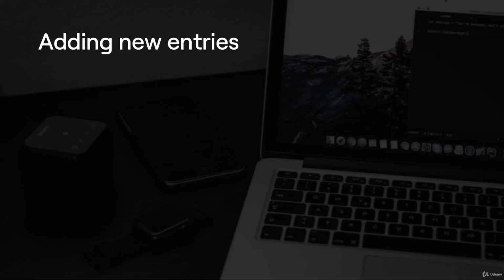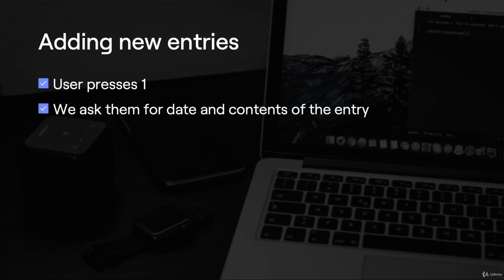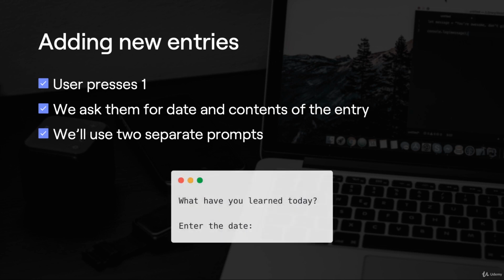at the bottom. To add new entries, the user is first going to press 1 to enter that option in the menu, and then we ask them for the date and contents of the entry. These are going to be two separate prompts, so the contents are going to go in one prompt, one input call, and the date is going to go in another prompt. Something like this. So the "What have you learned today?" is a prompt. The user will type after that and will tell us what they've learned today, and then we'll ask them for the date, and we're going to store both of those things in our database.